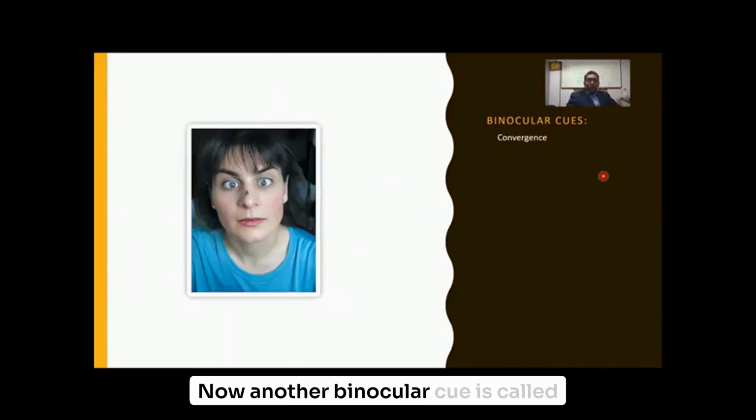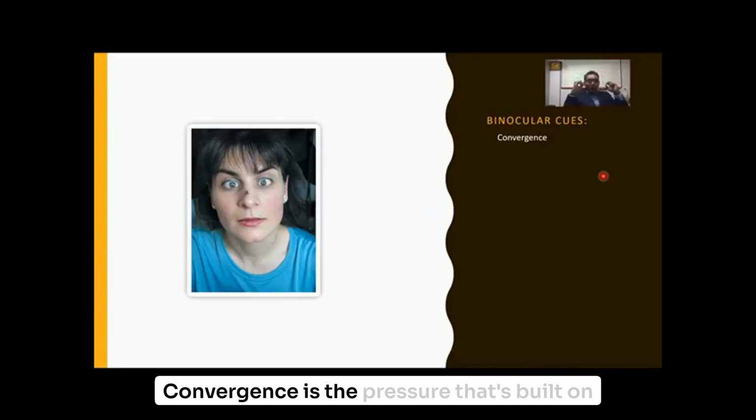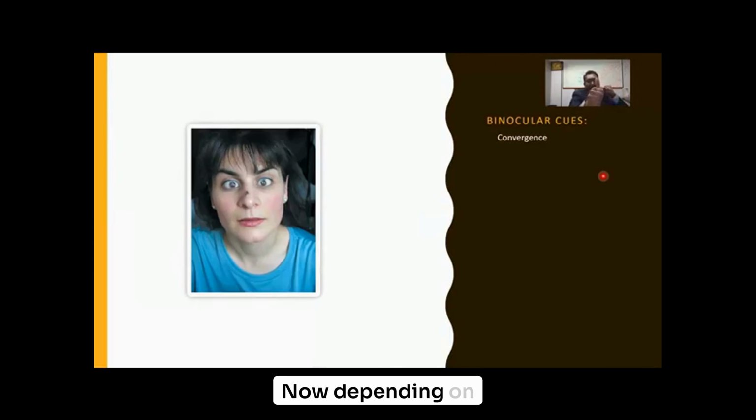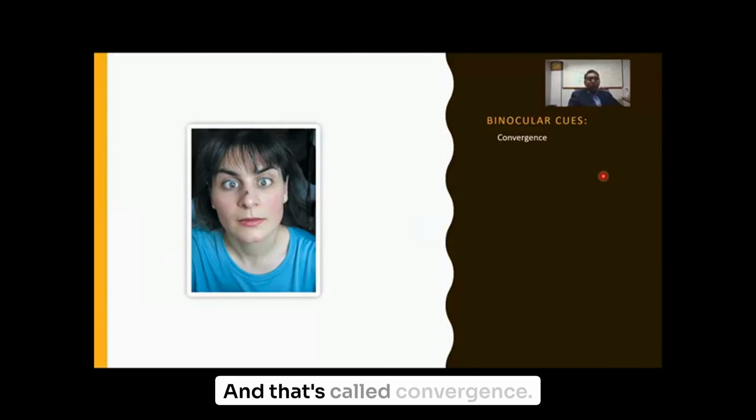Another binocular cue is called convergence. Convergence is the pressure that's built on your eyes when an object is at a different position from you. For example, if you're looking at an object that is too close to you, then both your eyes feel tensed. Then if you move the object away from you, there is not so much tension in your eyes. Depending on how tense your eyes feel, your brain will determine if the object is closer or away from you. And that's called convergence.